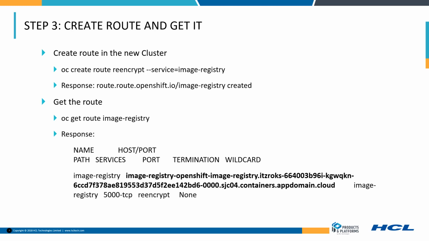A route allows you to access your OpenShift environment from outside. If you have a new cluster, it's possible that a route has not been created for the image registry. Create a new one with OC create command. Once it's created, use the OC get route command to find the route. This route will be used during the installation.